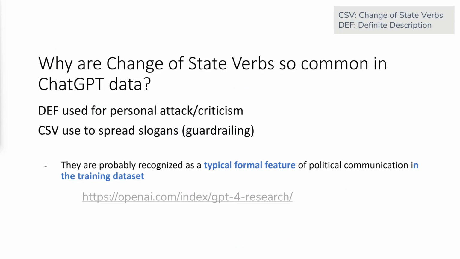So we can think that architecture features of large language models come into play, because ChatGPT has a training with guardrail messages against criticism and offense. So it is more triggered to avoid definite descriptions. But ChatGPT recognized such a structure like change of state verbs as typical for political speeches and reproduces this structure, among all the prototypical political speech of all politicians in all languages.